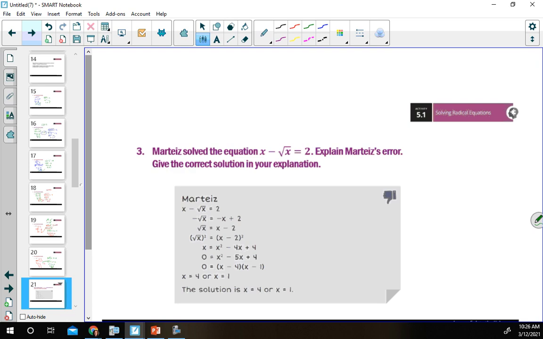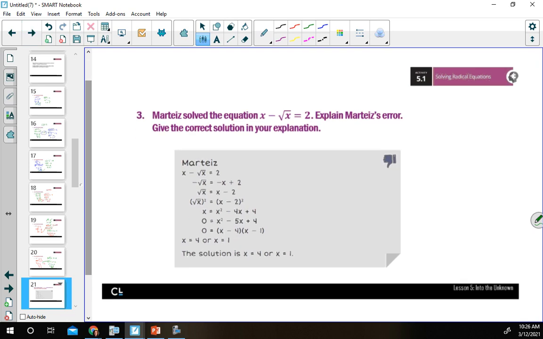Okay, so Martinez solved the equation x minus square root of x is equal to 2. Explain his error, give the correct solution in his explanation. So what he decided to do was he subtracted this x over, okay? Then he decided to divide all of them by -1 so that his front guys were positive. So it became a positive square root of x, a positive x, and a -2. So it's like he divided everything by -1 to flip all those signs.